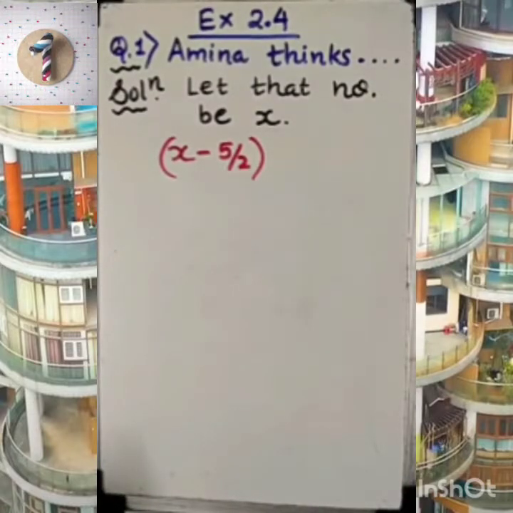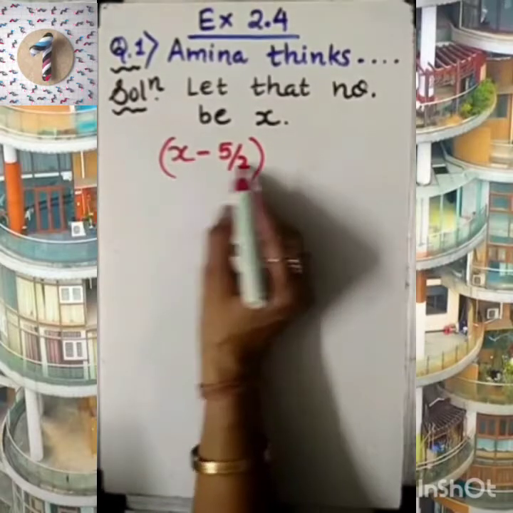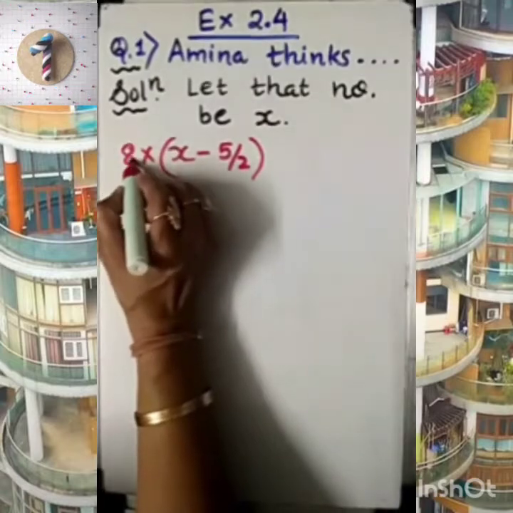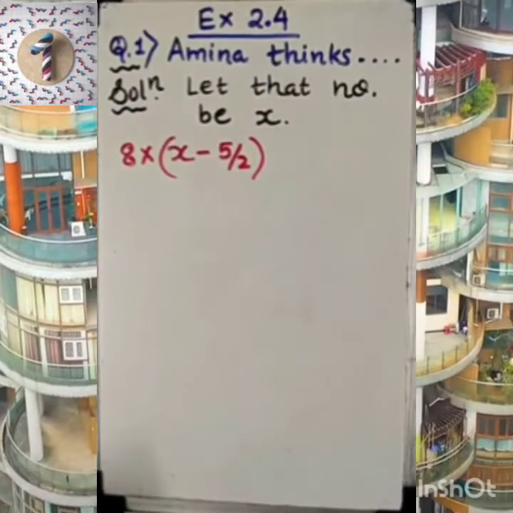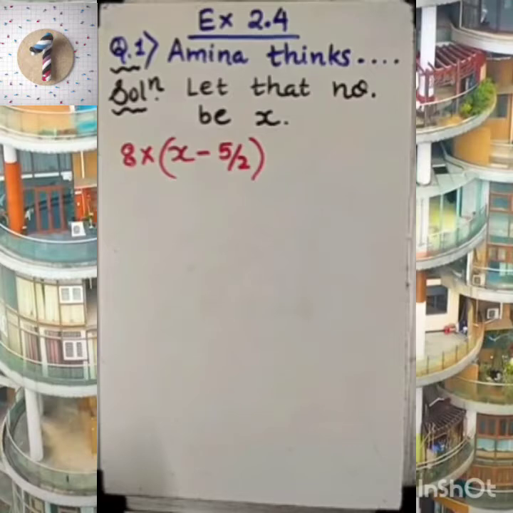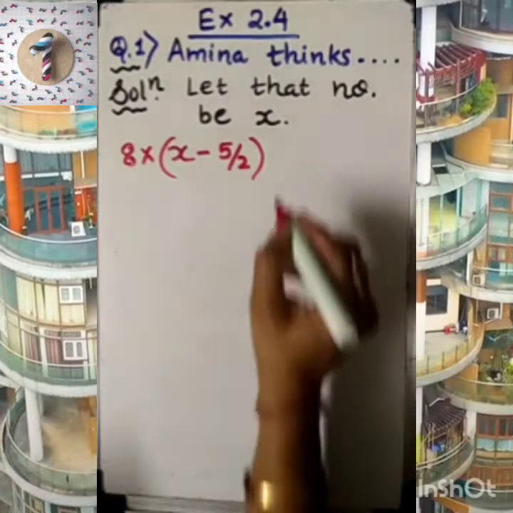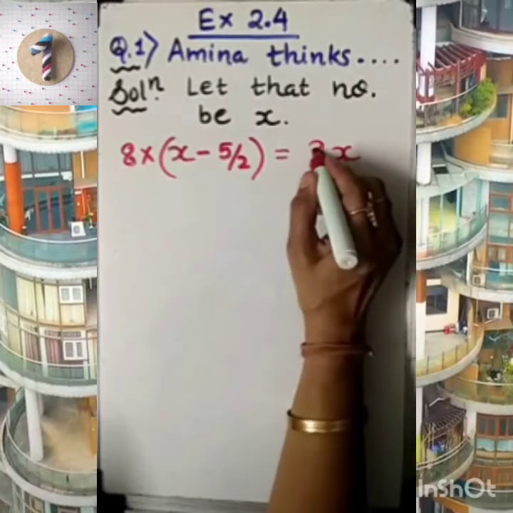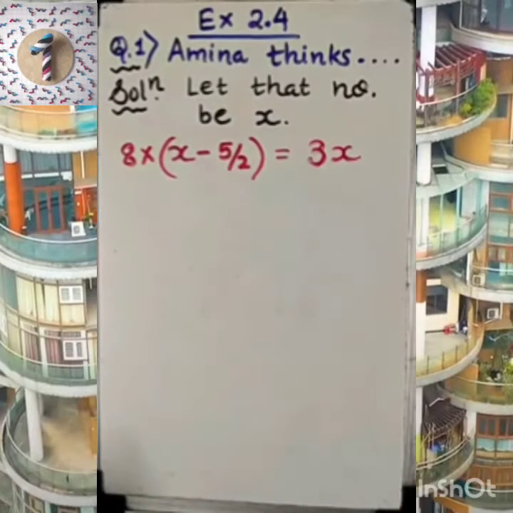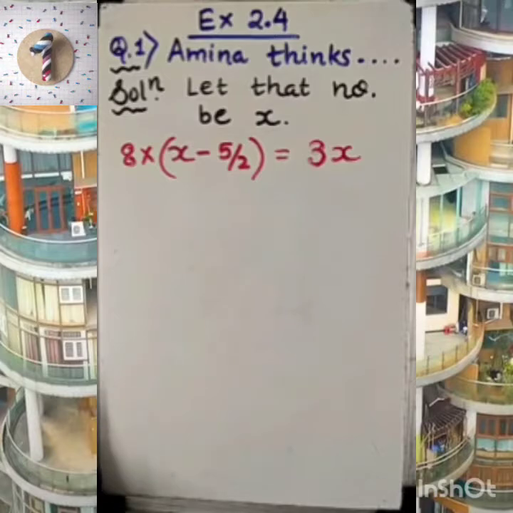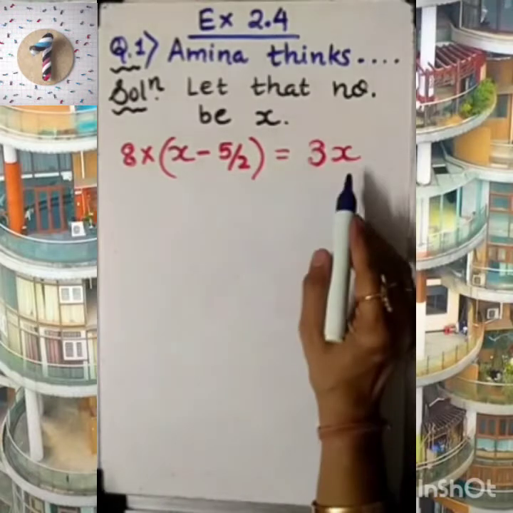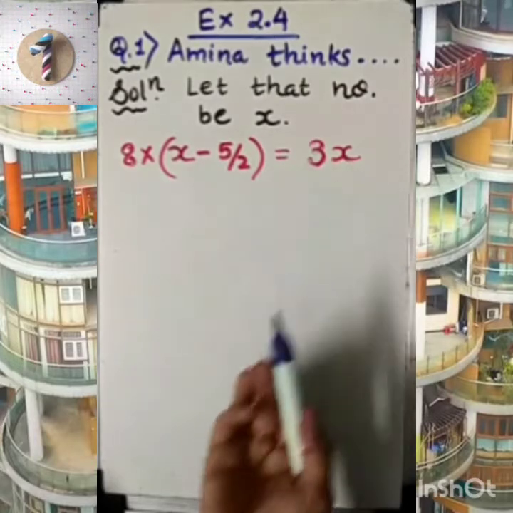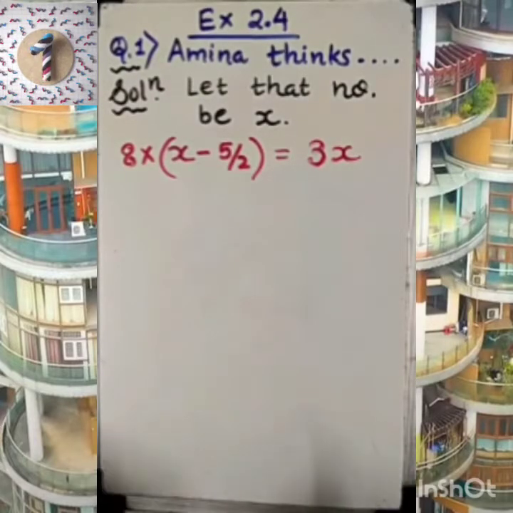She multiplies the result by 8. This result is multiplied by 8, so 8 into this gives the result. Now the number which we are obtaining is 3 times the original number. 3 times the original number means 3x. So dear student, this is a linear equation. The number is 3 times the original number x, so it is 3x. Now it depends on us how we are going to simplify.